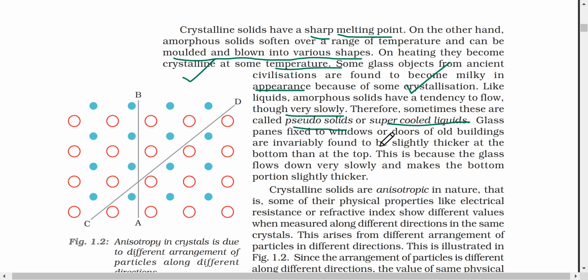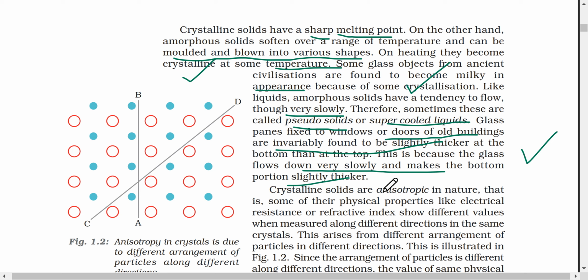Pseudo solid means it is not truly a solid, it truly doesn't have a crystalline structure, and super cooled liquid means a liquid cooled so much, thermal energy reduced so much, that they were now next to liquids. Glass panes fixed in windows or doors of old buildings are invariably found to be slightly thicker at the bottom than at the top. This is because the glass flows down very slowly and makes the bottom portion slightly thicker. It might not be so visible clearly, but you should have it in mind somewhere down the line that there is a little flow, because glass, being an amorphous solid, has a tendency to flow because it will mimic what? It's a super cooled liquid, right? It's a pseudo solid.